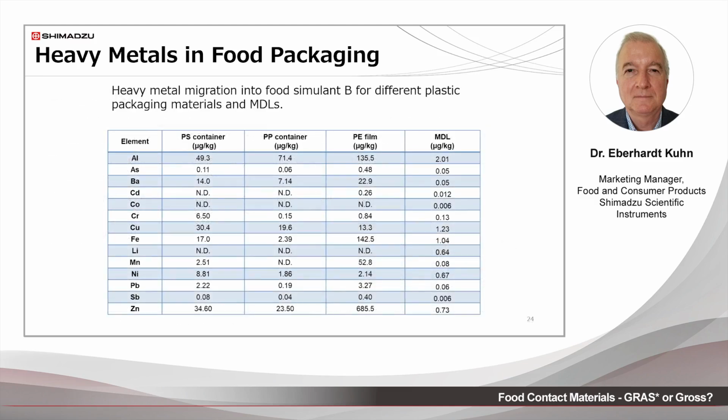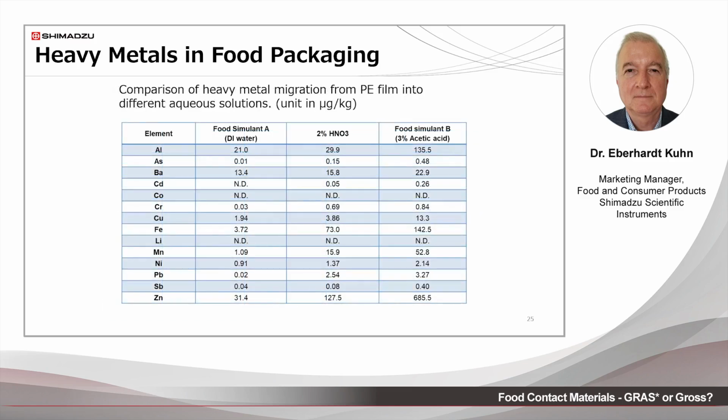Here is a summary of the data for the 3 different types of food containers: the polystyrene, the polypropylene, and polyethylene. In the right column, we see the method detection limit, and we see that the method is indeed very sensitive, often in the sub-parts per trillion level. For some of the more toxic elements, such as cadmium or lead, we see very, very small amounts, and others like aluminum are at a much higher level.